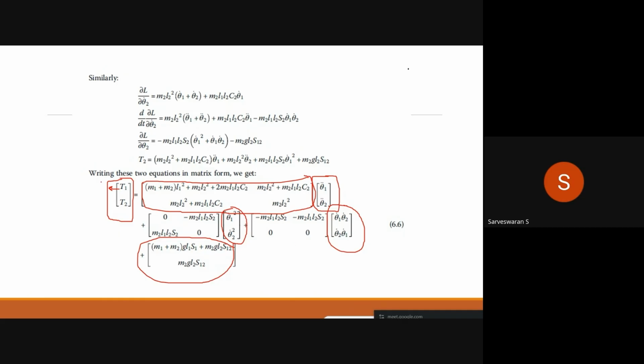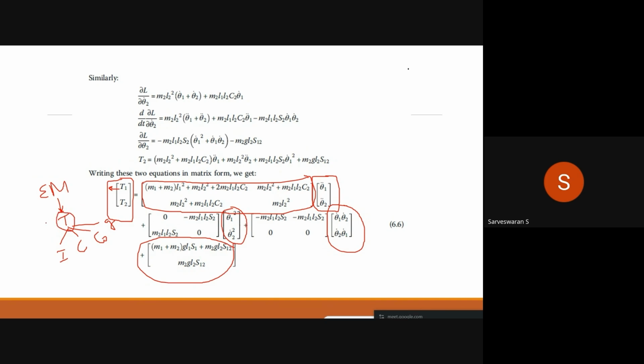For the torque relation, the first thing is we have to derive the equation of motion. The equation of motion has to be derived, and from there we will get the torque. Looking at what components are in the torque, you have the inertial component, centrifugal component, Coriolis component, and also gravity components. All these components have to be considered, and based on this we will get the torque.